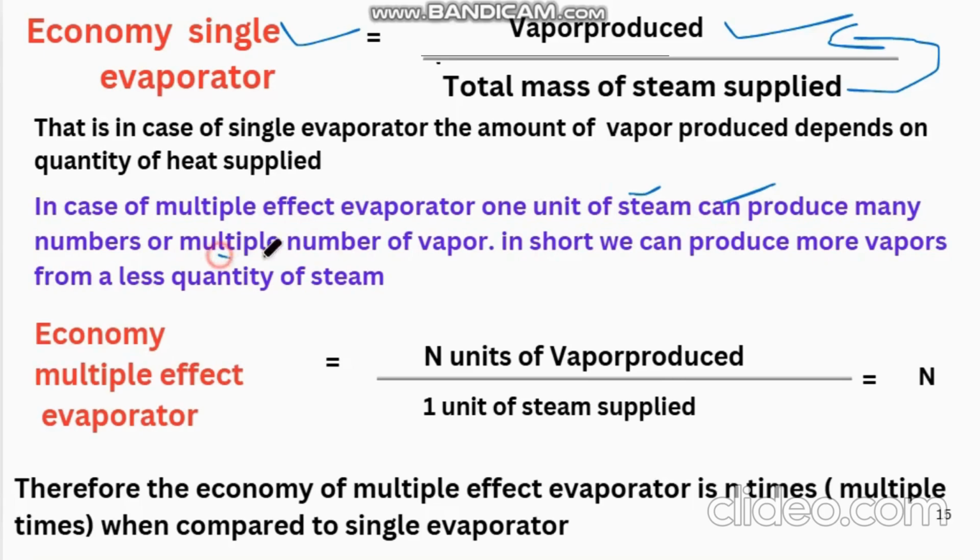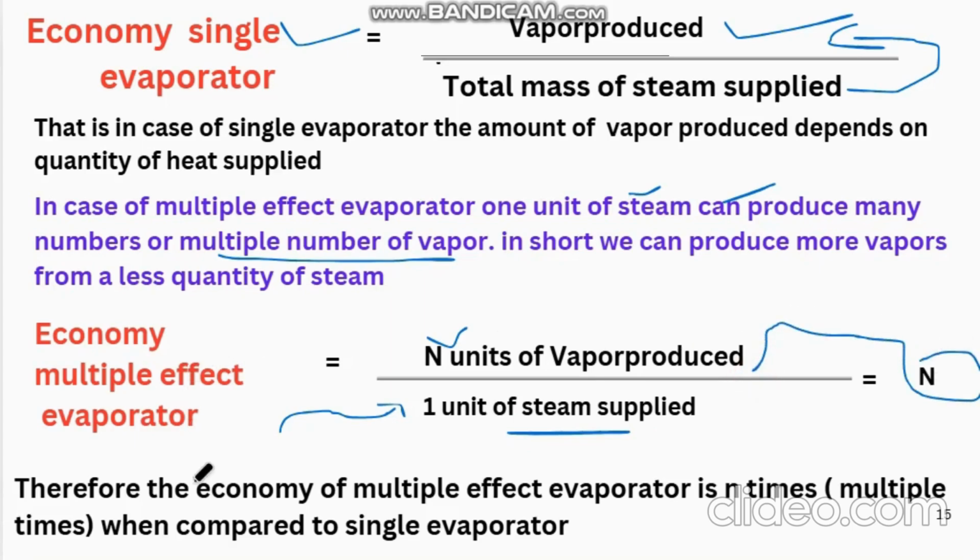So in case of multiple effect evaporator, one unit of steam can produce multiple units of vapor. Here also we are supplying the steam at once, but the vapors produced in the evaporators are more, that is multiple times, whereas in case of single evaporator vapors are produced only once. In case of multiple effect evaporator the steam is supplied only once, but the vapors are produced multiple times, that is n times.